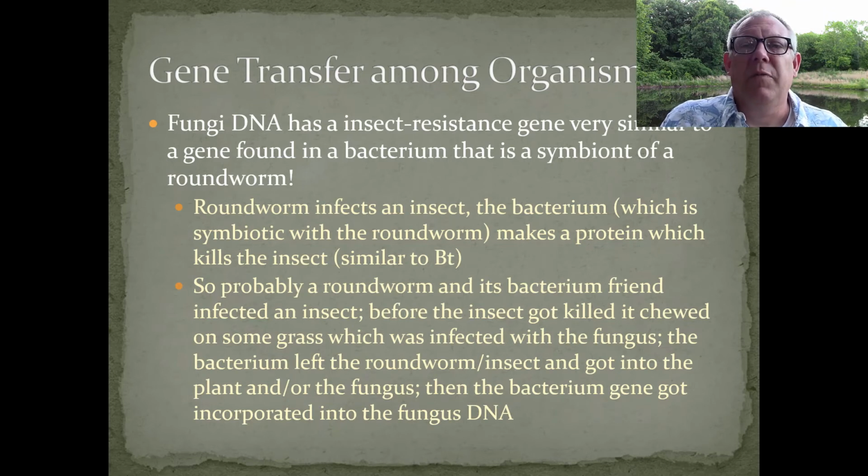You say, well, that sounds really far-fetched. Well, how else do you explain it? How else do you explain that you have a stretch of DNA in this fungus that is nearly identical to a stretch of DNA that's in this bacterium? They do not have a recent common ancestor. It's not identical by descent. And all these organisms all interact with each other. So the most logical explanation is that somehow that DNA got transferred when that insect fed on the plant.